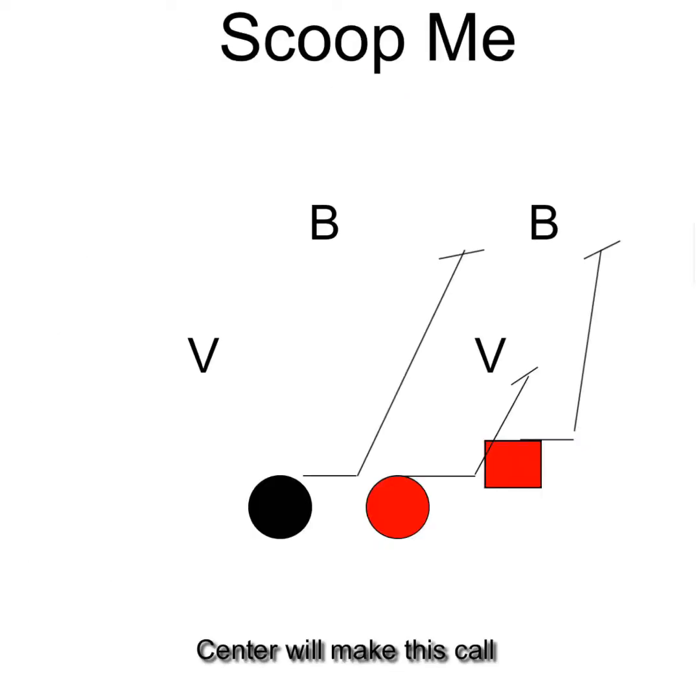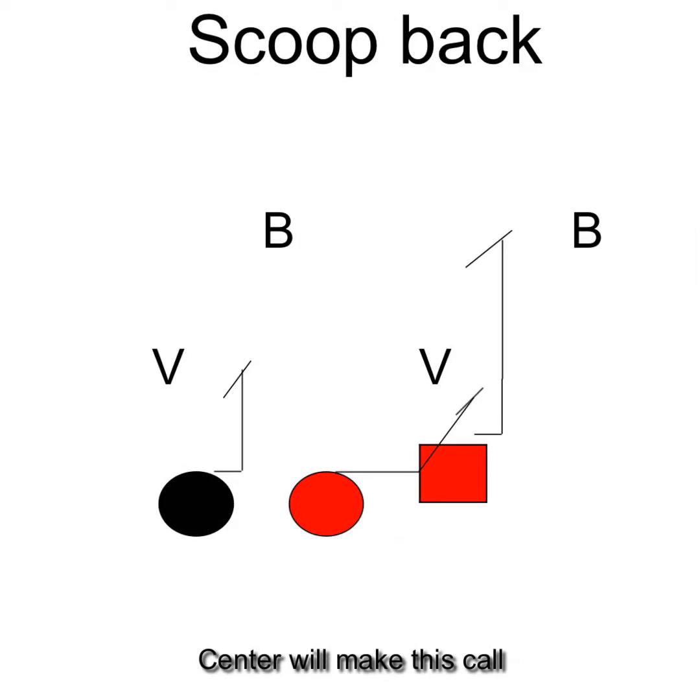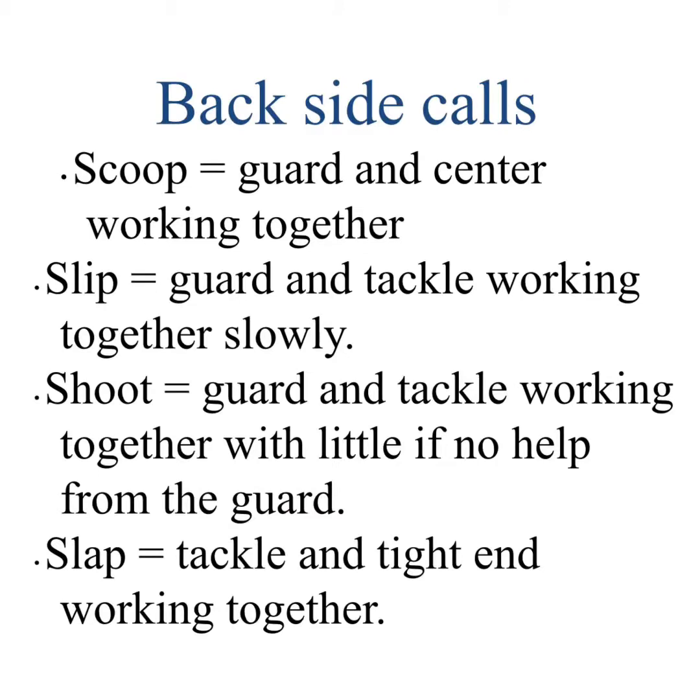So the guard takes over that defensive tackle, and the center is going up to the backer. Once again, the center would be making that call. Scoop back, center is making that call, telling the guard, you're taking over this defensive tackle, I'm going to the backside backer. That means that the center can give you a little bit of help on that play when they call those back calls. So that covers the scoop.